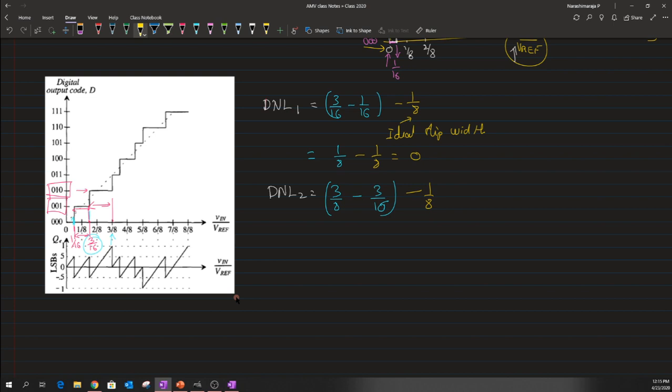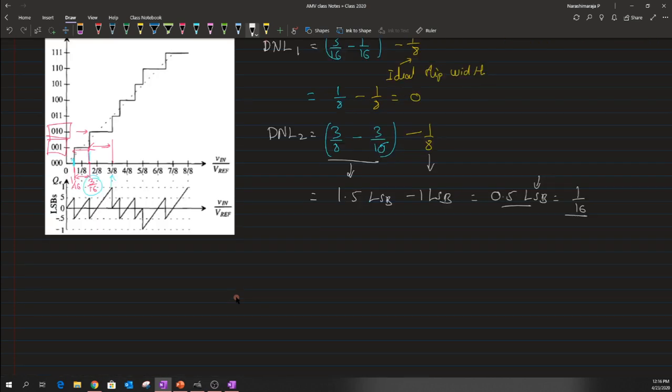What I can see here is that instead of writing in this way, I can just remap these quantities as something like 1.5 LSB, and this one is nothing but just 1 LSB, due to which the subtraction would give us 0.5 LSB. Or in terms of value, this LSB can be replaced with 1 by 8, and due to which we will have a value which is 1 by 16. So both of these representations are the same. So this is the value of DNL of 2.